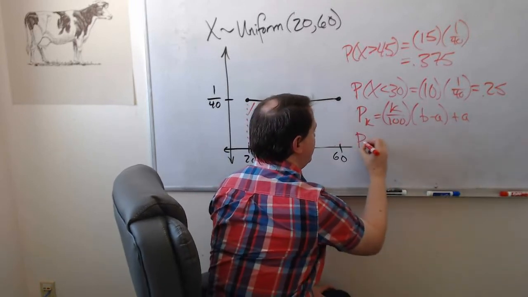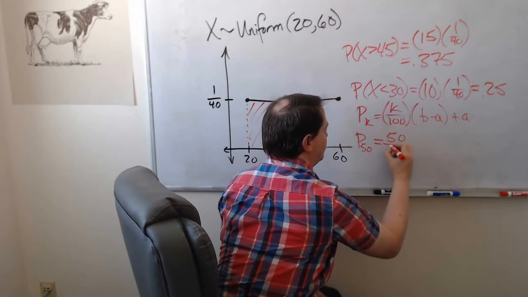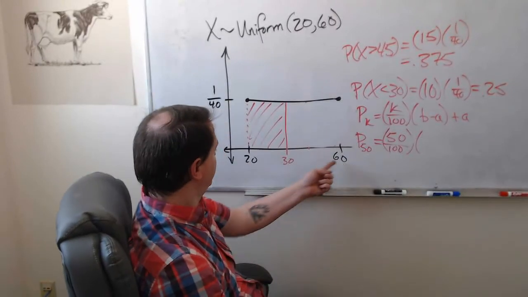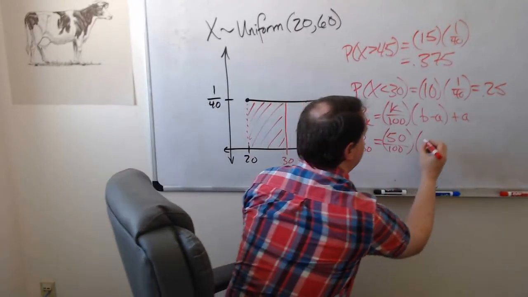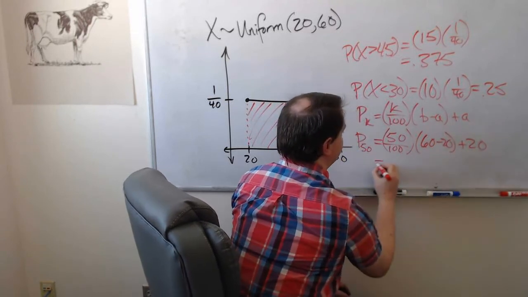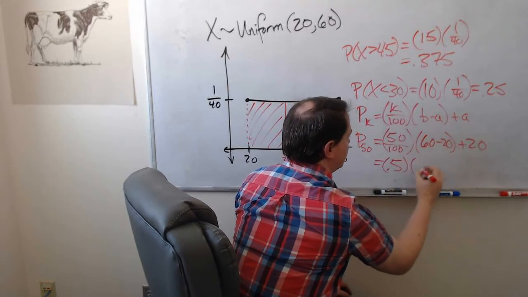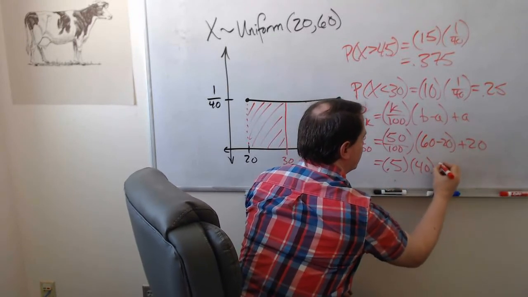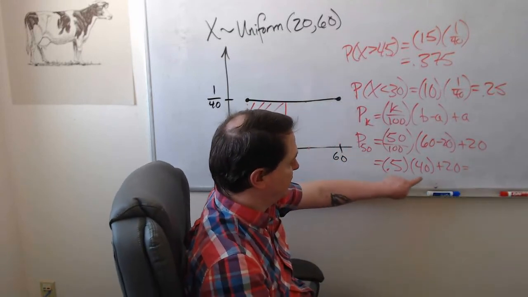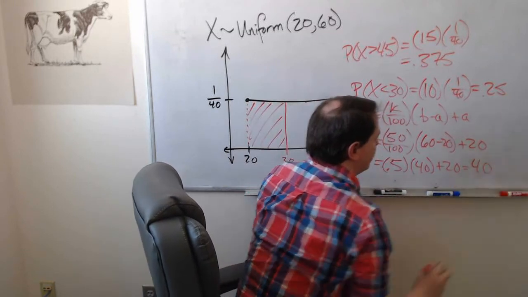So the 50th percentile, which is the median, is 50 over 100 times the maximum minus the minimum, 60 minus 20, plus the minimum again. All right, so this is just a half, or 0.5. This is 40. I need to add on 20 again. So I need to find half of 40, which is 20, and then add on 20 again, and I get 40.